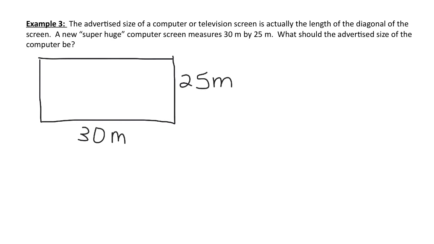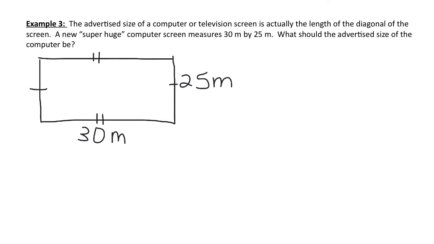Now we know that on a rectangle, 2 of the side lengths are going to be the same. So for instance, if this bottom side is 30 meters, that means the top side length will also be 30 meters. And if this right-hand side measures as 25 meters, the left-hand side should also measure as 25 meters.